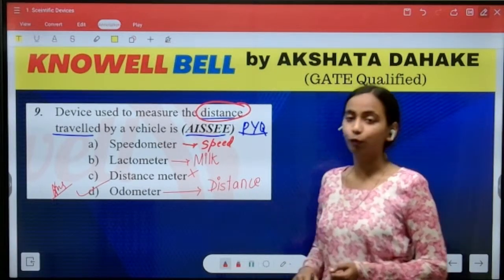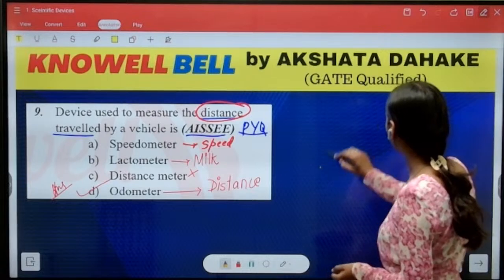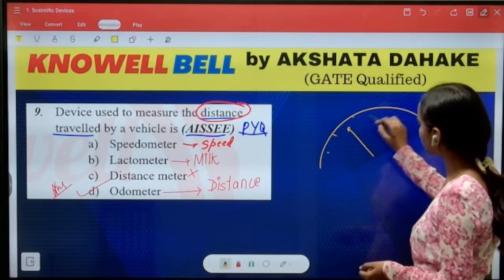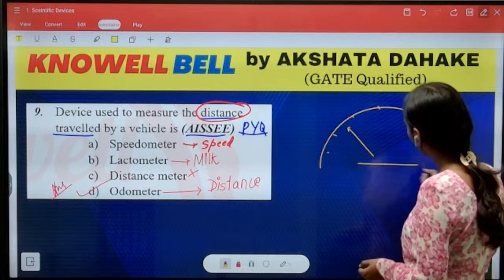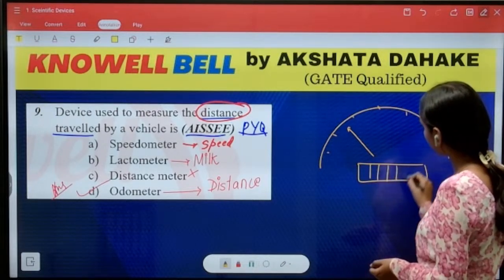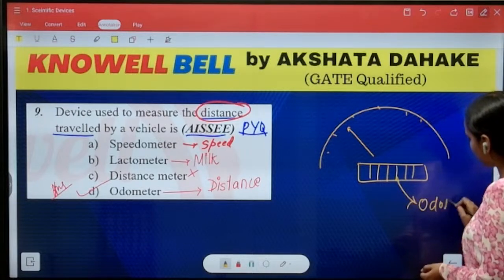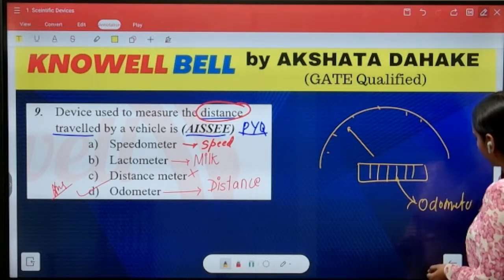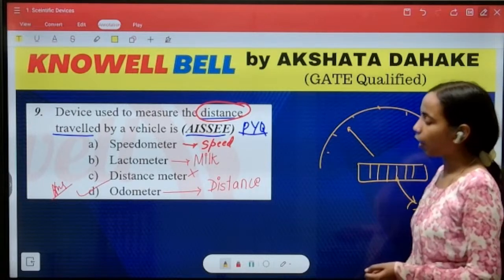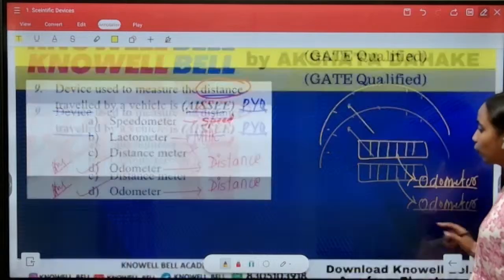Okay, odometer, odometer is there. Have you seen a vehicle? In a vehicle, there is a speedometer which indicates the speed of the vehicle. And here you will see a small box where there are random digits. These random digits are actually the odometer. Odometer tells us how much distance has been traveled. So the correct answer will be option D, odometer.